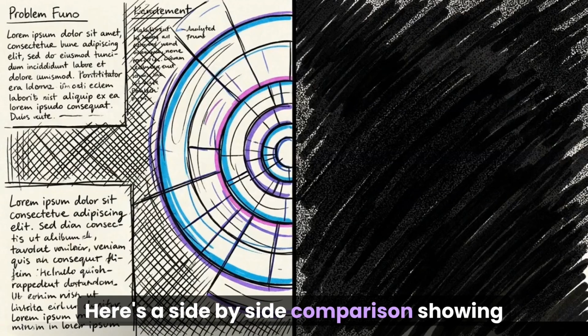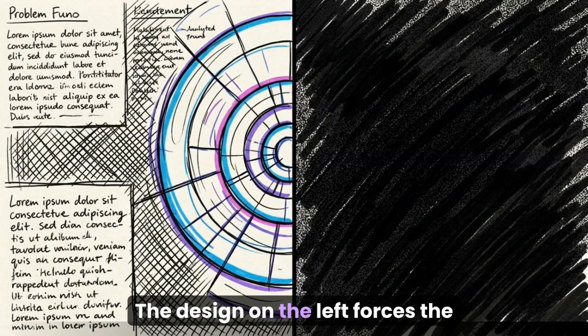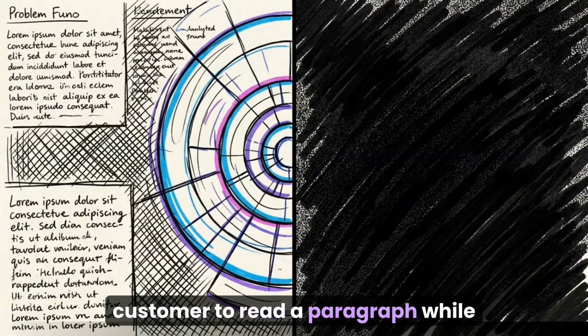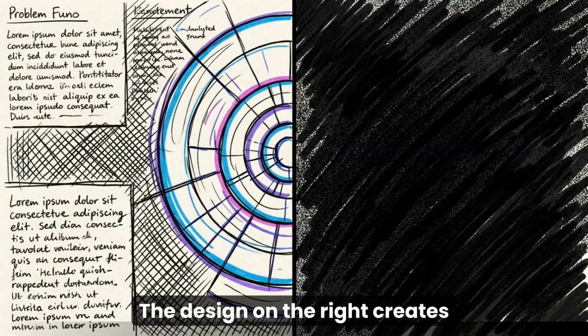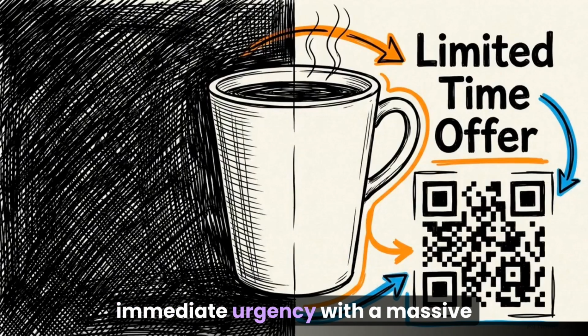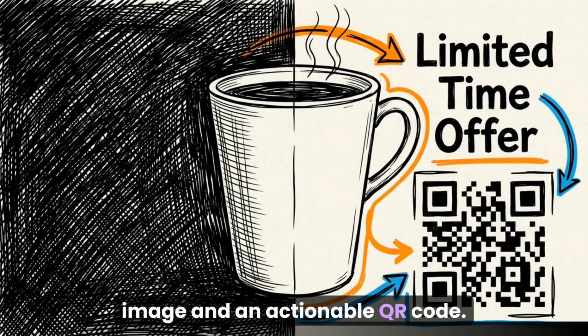Here's a side-by-side comparison showing the difference. The design on the left forces the customer to read a paragraph while distracted by a spinning shape. The design on the right creates immediate urgency with a massive image and an actionable QR code.